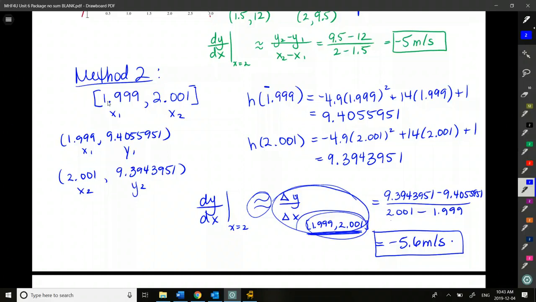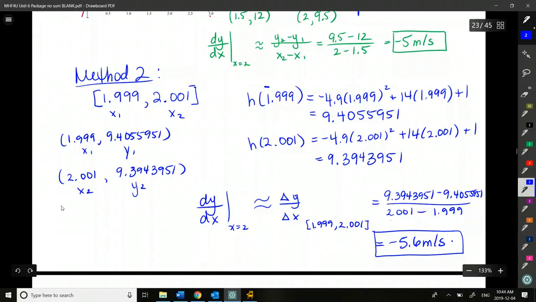Okay, an average rate of change is calculated over an interval. An instantaneous rate of change is calculated at a point. In this case, we're using that interval from 1.999 to 2.001 to estimate approximately what the instantaneous rate of change is when x equals 2. Okay? All right.